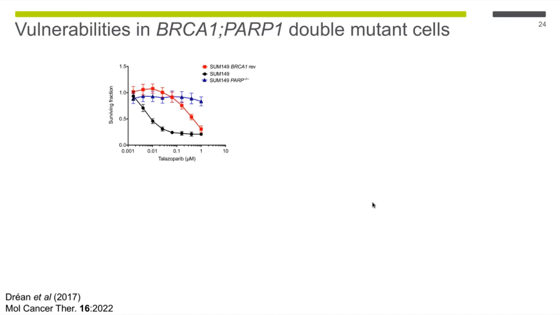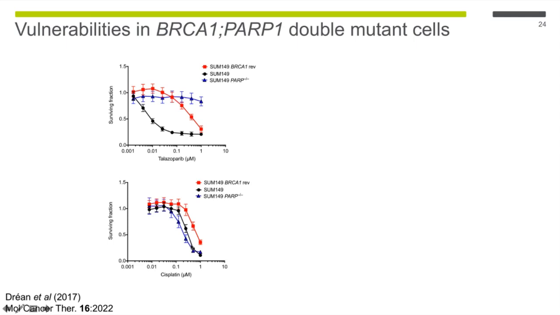So this is important because I mentioned that we know that reversion mutations happen in patients that become resistant to PARP inhibitors, and we have a cell model of that as well, which is shown in red here. So this is the SUM149 cell line with the BRCA mutation reverted, and in blue you can see our PARP1 knockout SUM149 clone, and you can see that actually this is even more resistant to PARP inhibitors than the revertant. So the question is, if we see resistance emerging in patients by these mechanisms, would that make any difference to how we would treat the resistant patients?